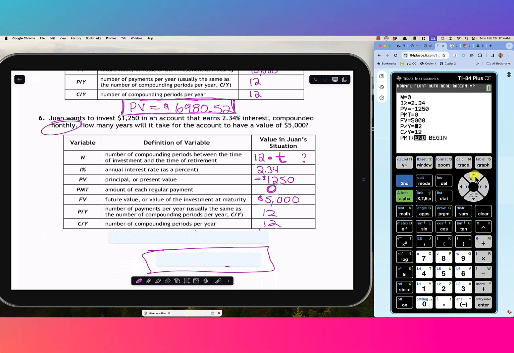Now we need to go back up. Remember, we don't know how many years it is, and that's why we put 0 in for n. So we're going to go back up to the n. You see it's blinking there. Then press the alpha button, and then the enter button. And there we have this 711.61.